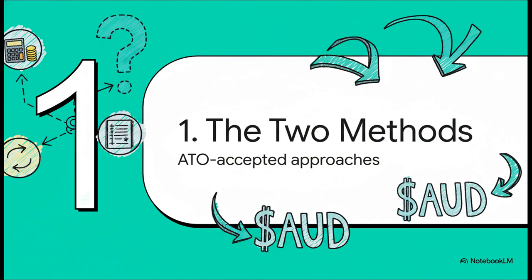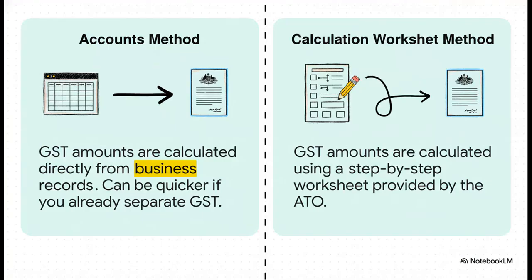To start, you need to understand the fundamental choice every business has to make. There are 2 distinct ATO-approved ways to report your GST, and you've got to pick one. So the source document lays out 2 main options for you. First up is the accounts method. This is where you calculate your GST straight from your own business records. Now, this can be way easier and faster if your accounting system, your cash book or software, is already set up to separate GST from your transactions. The other option is the calculation worksheet method, which uses a special ATO form that literally walks you through all the calculations step by step.